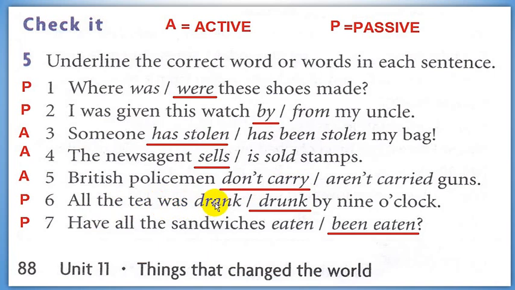All the tea was drank or drunk by 9 o'clock. of course drunk لأنه جملة passive. was بعدها past participle. drunk هو past participle بينما drank هو past للفعل drink. فالاختيار الصحيح هو drunk. Have all the sandwiches eaten أو been eaten أكيد لأنه passive voice فهو been eaten، ما تجي past participle وحدها خطأ. Have all the sandwiches been eaten. أيضا هذا التدريب على اختيار الفعل الصحيح للجمل الباسيف والactive تصريف الأفعال.